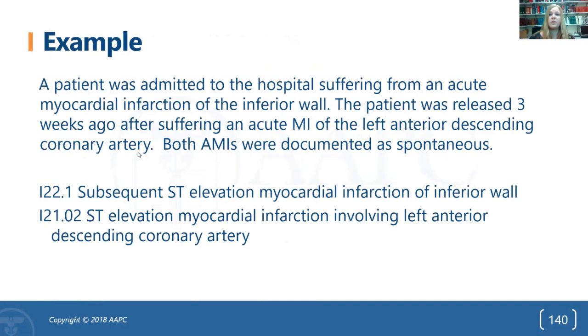For example, a patient was admitted to the hospital suffering from an acute myocardial infarction of the inferior wall. The patient was released 3 weeks after suffering an acute MI of the left anterior descending coronary artery. The first listed diagnosis is I22.1, subsequent ST elevation myocardial infarction of inferior wall. And the second listed diagnosis, I21.02, ST elevation myocardial infarction involving left anterior descending coronary artery.